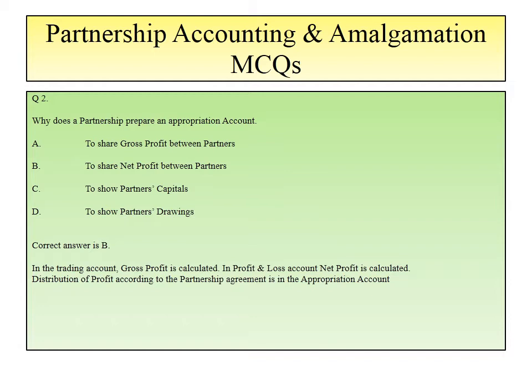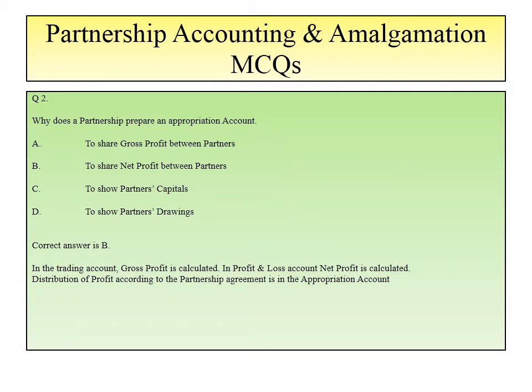B is to share net profit between partners. This seems to be the right answer. Net profit is divided between the partners, and C and D are not the appropriate answers. Therefore, only B is the correct answer. In the trading account, gross profit is calculated. In the profit and loss account, net profit is calculated.